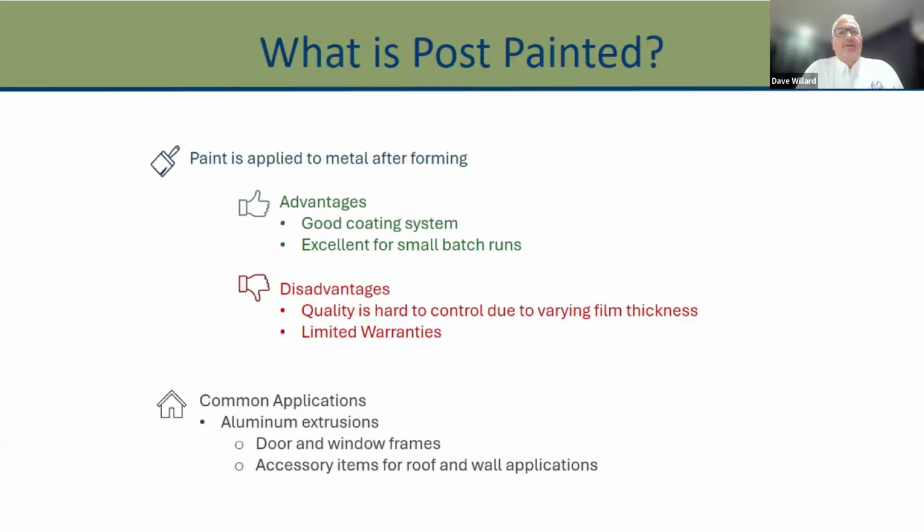Now, post painting is a viable option when it's necessary. Its advantages are that it is a good coating system, and it's good for small batches because what we're going to do is actually form the panel first, then paint it. The disadvantages, it is what it sounds like. It is post coating, so you're kind of painting it after the fact. So quality sometimes is hard to control, and the warranties are a little bit more limited when it comes to a post paint product. A lot of times that's used with aluminum extrusions to paint door frames, windows, and accessories for roofs and wall applications. But post painting is an option from time to time if it's called for in that manner.